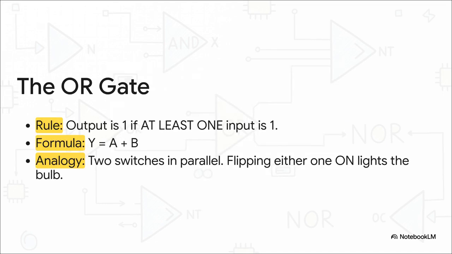Next up, we have the OR gate, and this one is way more relaxed. Its rule is simple. The output is 1 if input A is 1, or if input B is 1. Really, if any of its inputs are 1. The only way you're getting a 0 out of an OR gate is if all the inputs are 0. Think about light switches wired in parallel. The electricity has more than one path, so flipping just one of them is enough to turn on the light.